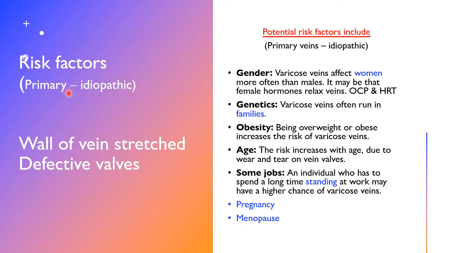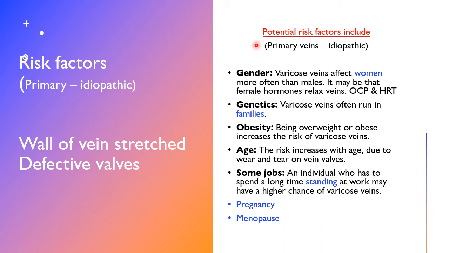98% of the varicose veins are classified as primary. That is to say, the causes are not known. But the underlying causes that predispose the patient to varicose veins are twofold. First, the wall of the vein is stretched. And secondly, the valves in these veins are defective. That is, they are incompetent, allowing reverse flow of the blood in the veins.